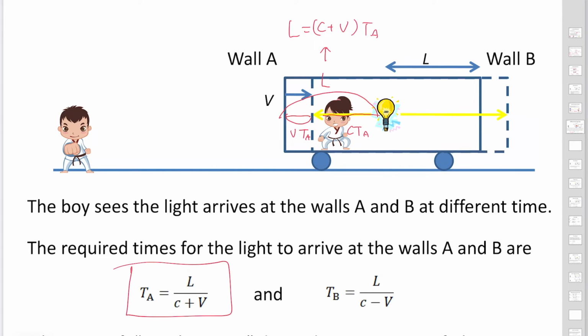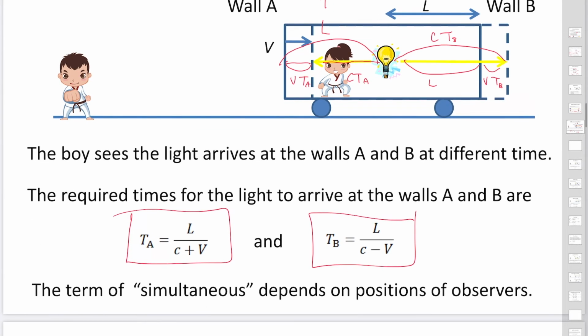To come to wall B, the total length for the light to travel is c T sub B. This is L plus v times T sub B. So you can calculate: T sub B is L over c minus v. So for the boy, the required time for the light to arrive at walls A and B is different. So the term simultaneous depends on the position of the observers. This is a very, very weird world.